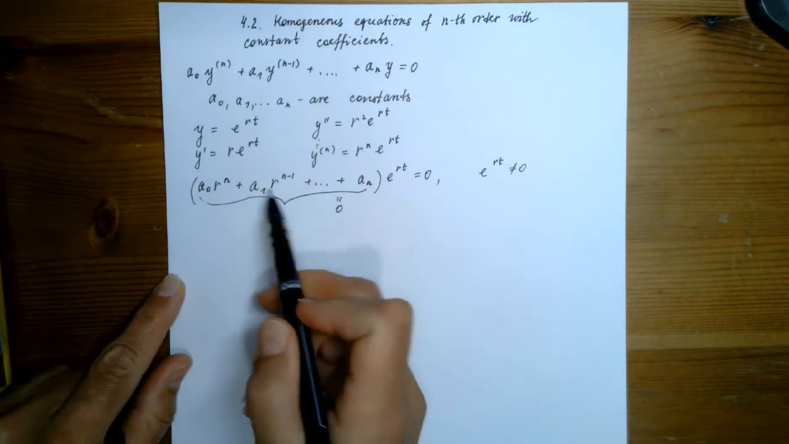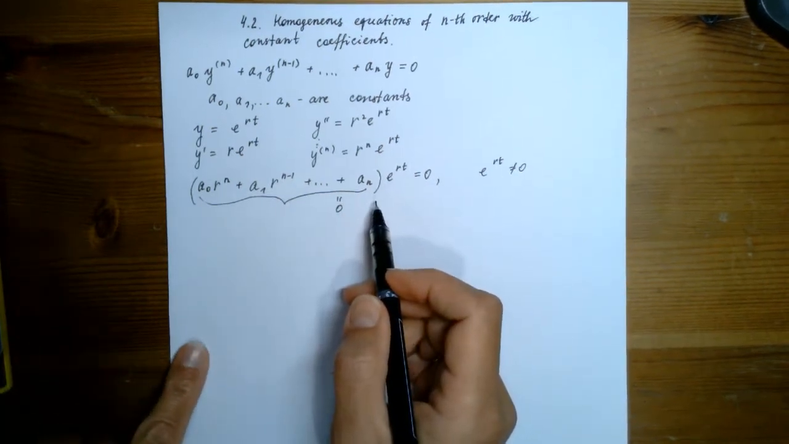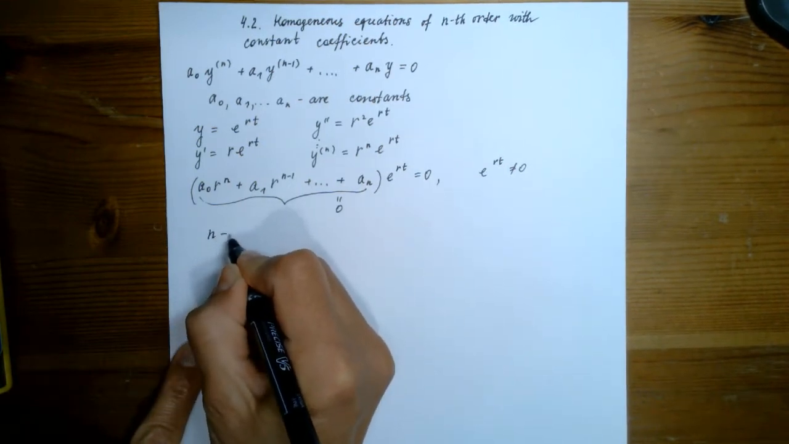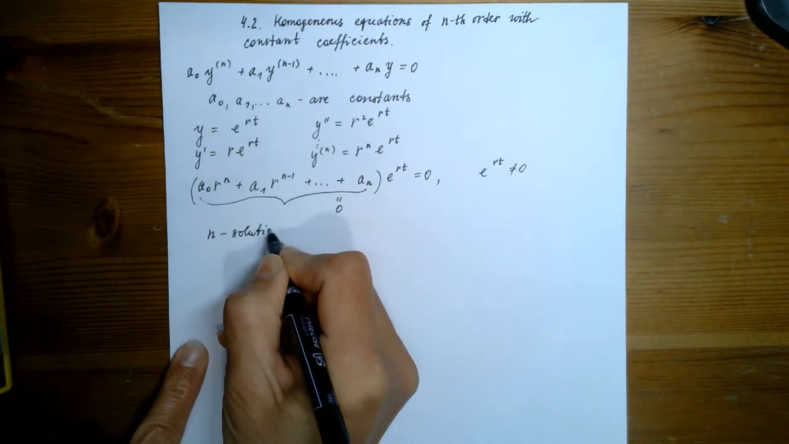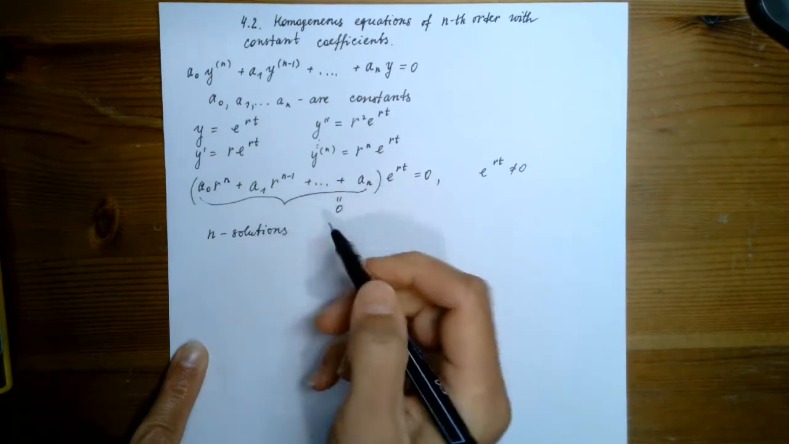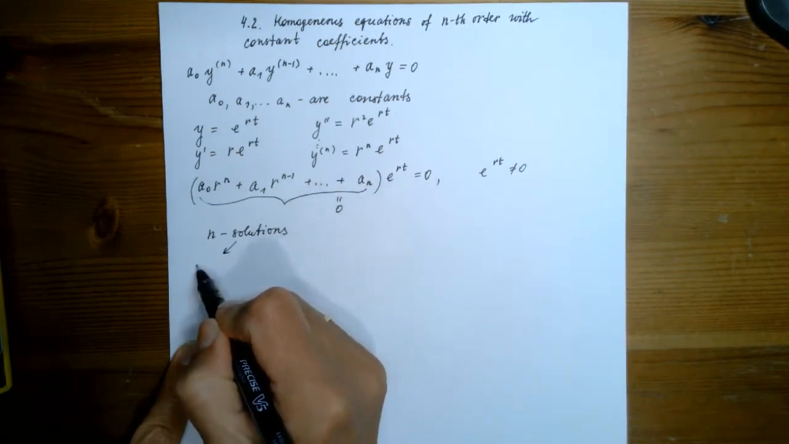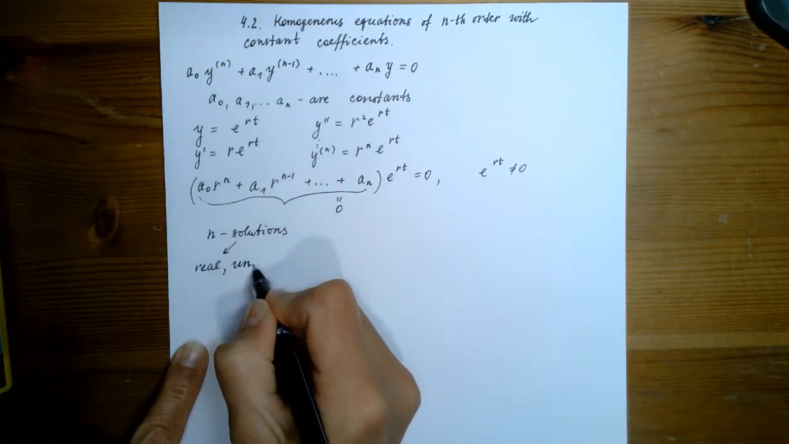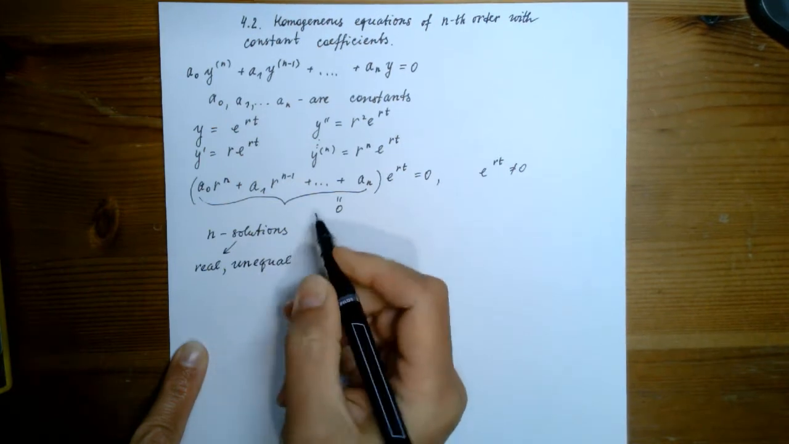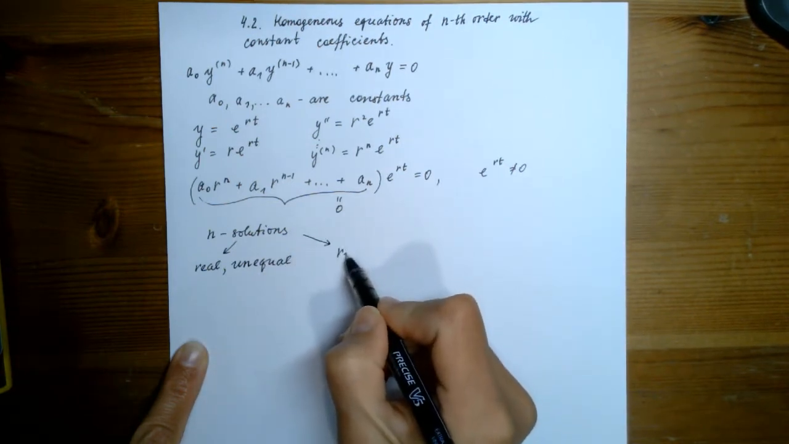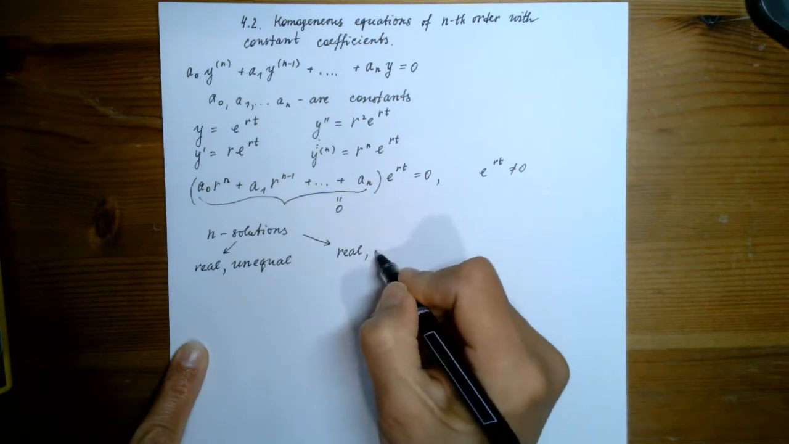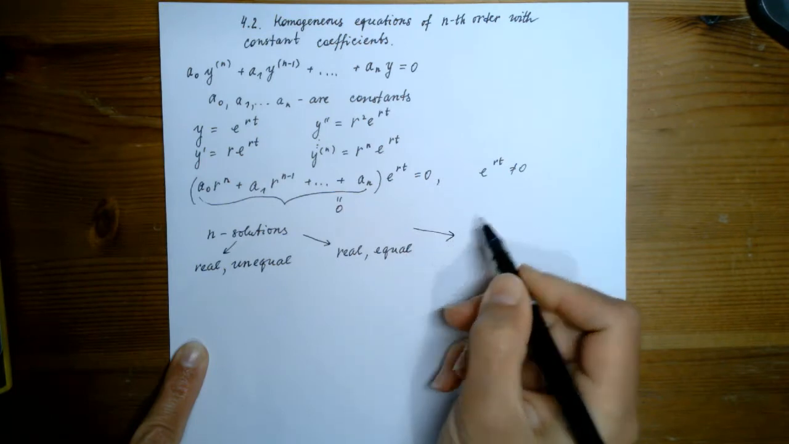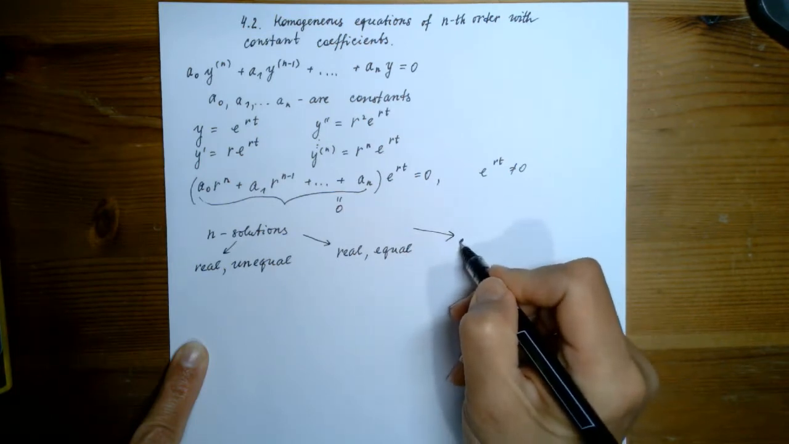So normally, guys, this is an equation of nth order, right? As you probably remember from algebra, an nth order equation has n solutions. What are the options? Well, solutions can be real and unequal. We also can have what? Real equal solutions, repeated roots. And we also have complex conjugate solutions.